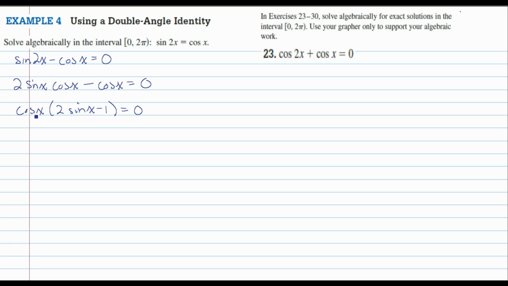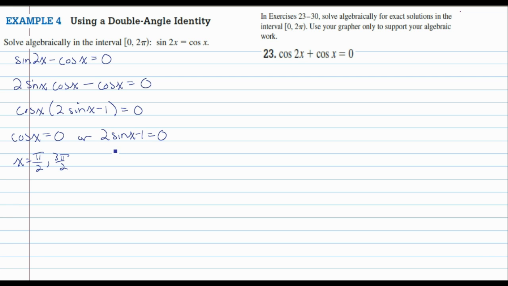Now, because my expression on the left side of the equal sign is completely factored, I can use the zero factor property. The cosine of x has to equal 0, or 2 times the sine of x minus 1 has to equal 0. Well, if the cosine of x has to equal 0, and I'm only looking for angles between 0 and 2 pi, we've done this in section 5.1. We're going to solve for the angles whose cosine is 0. So x has to be pi over 2, or 3 pi over 2.